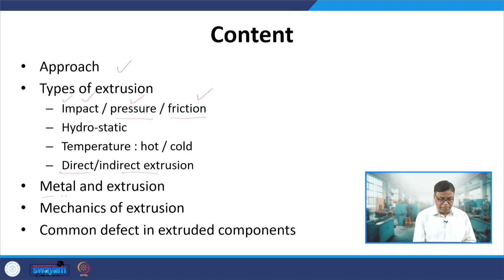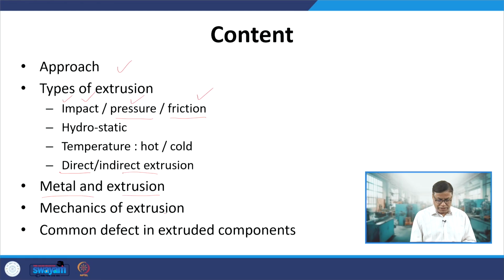Then, the metal and extrusion. In this one, we want to talk about the flow behavior and the factors affecting the flow of the material during extrusion, like extrusion speed, temperature, yield strength, ductility, crystal structure etc. In the mechanics of extrusion, we will talk about how the force varies during extrusion, how much force is required, and how to determine the stress and strain associated with extrusion. At the end, we will also talk about the common defects observed in extruded components.